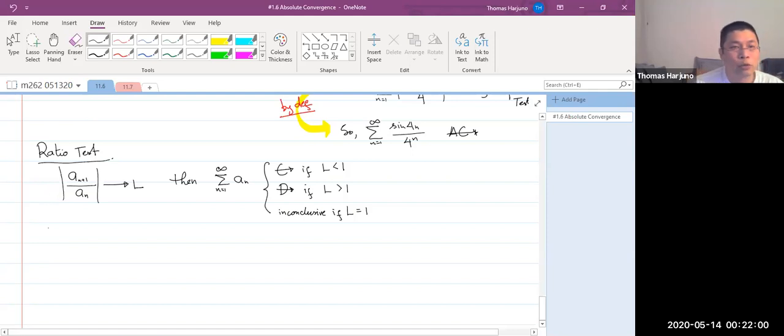Now, how about the root test? Let me use another color, blue color, root test. The root test, strangely, has a similar situation. The nth root of the absolute value of the nth term. If this converges to L, then you use the same rule.